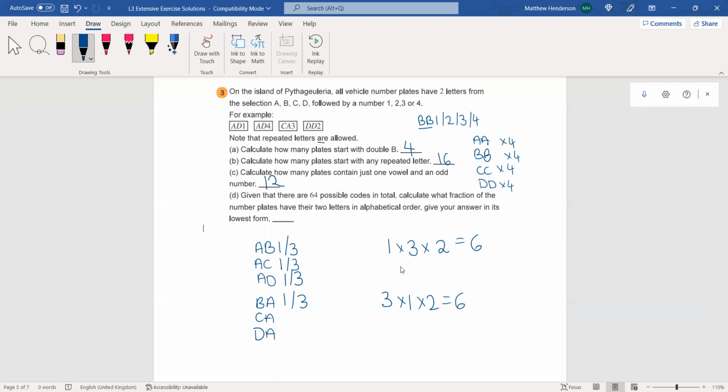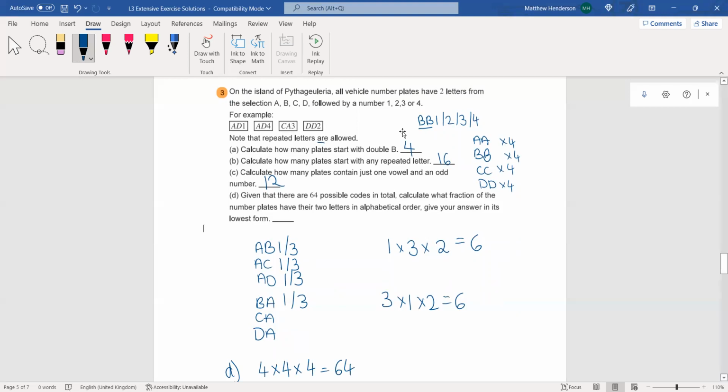Now, finally, for part D, there are 64 possible codes in total. Now, that comes from, we've got 4 choices for the first letter A, B, C, or D, 4 choices for the second letter A, B, C, or D, and 4 choices of number 1, 2, 3, or 4. So that gives us 4 times 4 is 16, times 4, which is 64 different combinations.